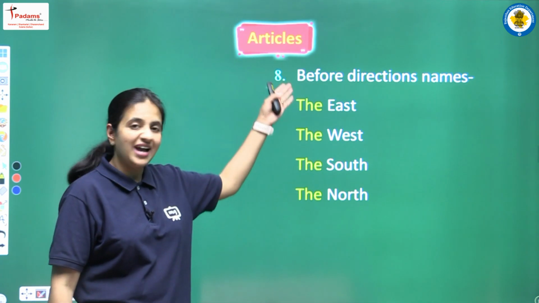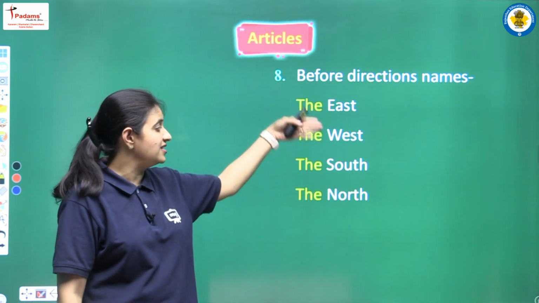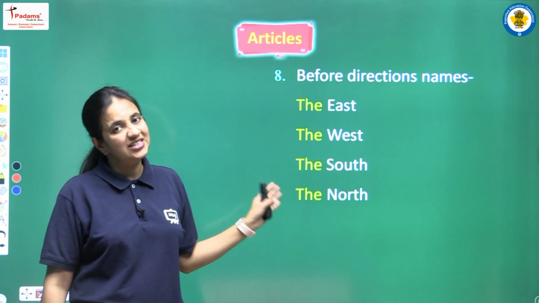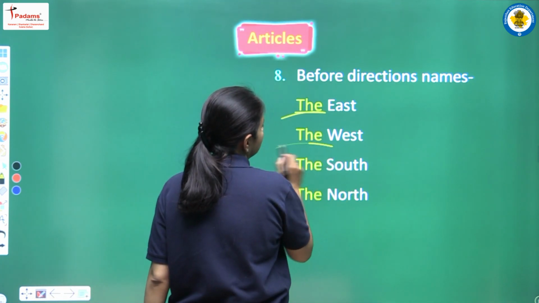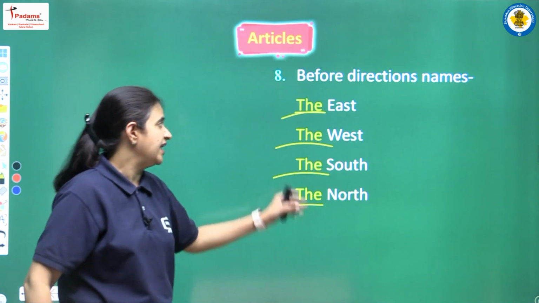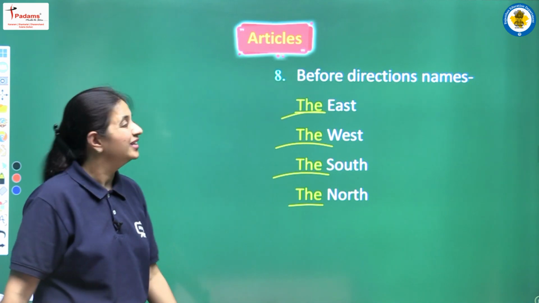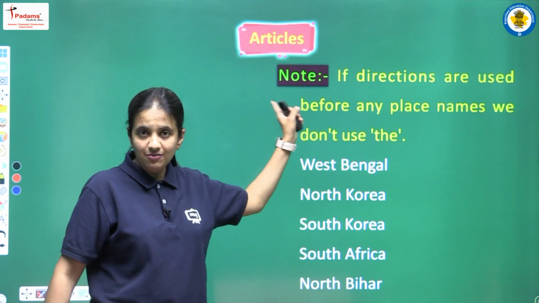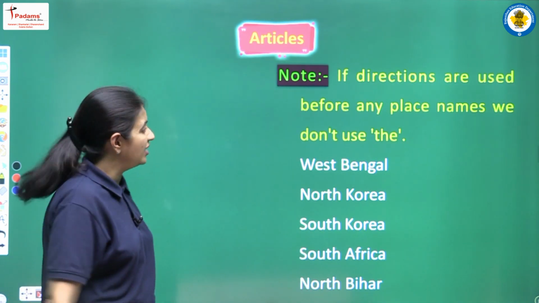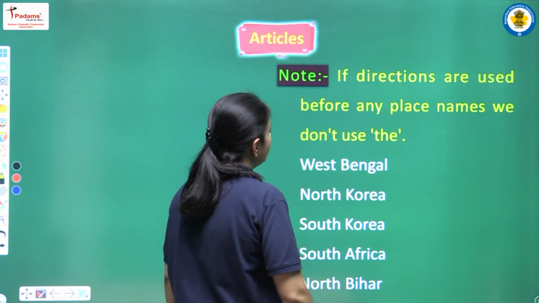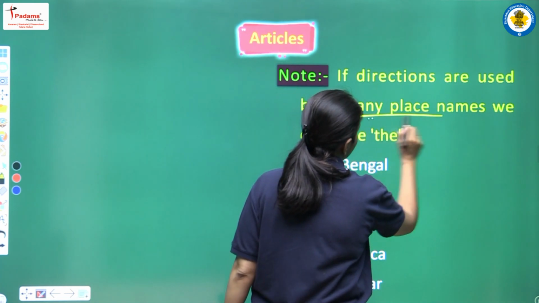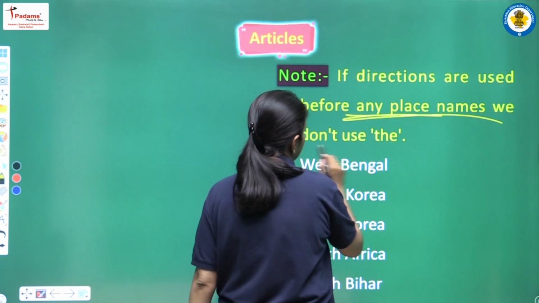We all know about the directions. We are having east, west, south and north. So for all these directions we have to use the as an article. So we have to write the east, the west, the south and the north. So again we are having an important note given to us. So let's read. If directions are used before any place names, then we don't use the.